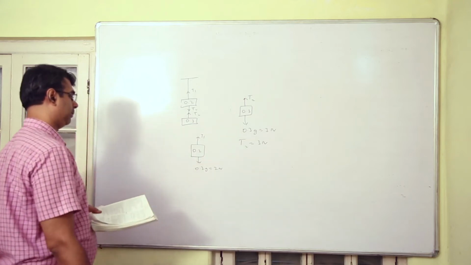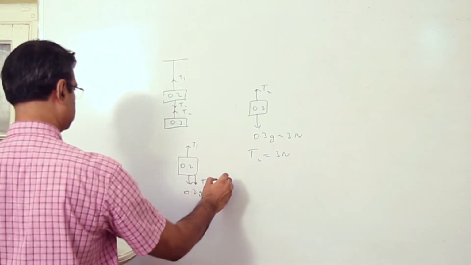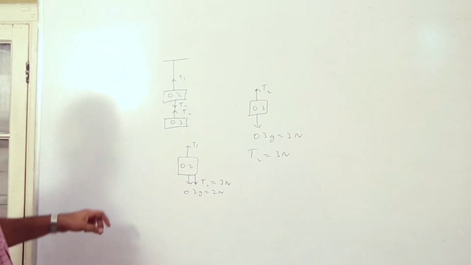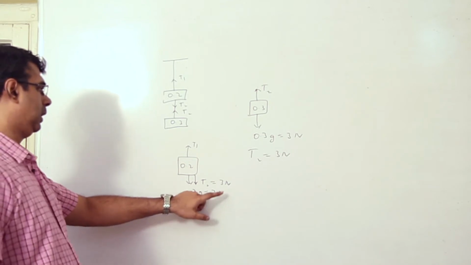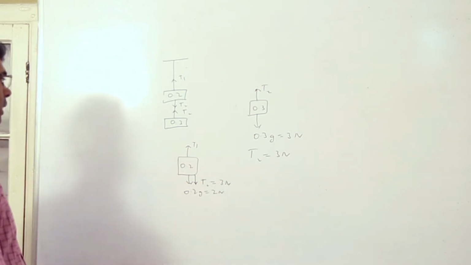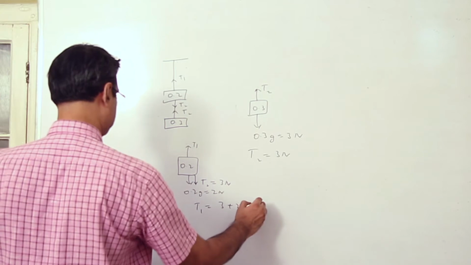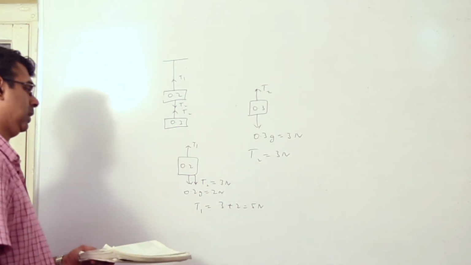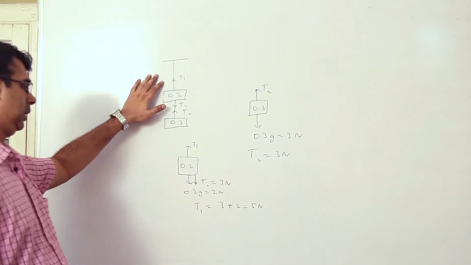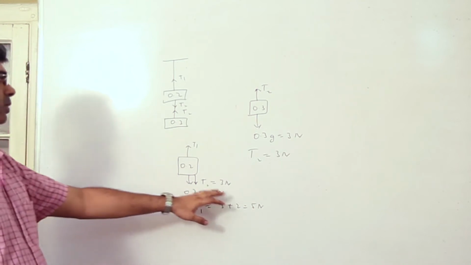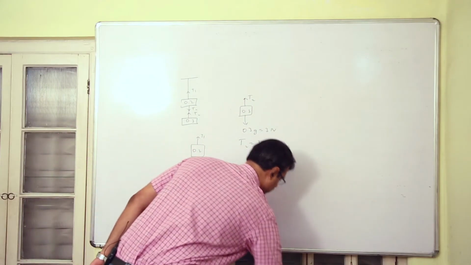For this other block, the total upward force will be T1 and the downward force will be the weight of the block, that is 0.2 into g, and the tension T2, which is 3 newtons. So the total upward force will be T1 and the total downward force will be 3 plus 2, that is 5 newtons. That means in this particular question, the tension in the upper string will be 5 newtons and the tension in the lower string will be 3 newtons. So this is another example of how to apply free body diagram.